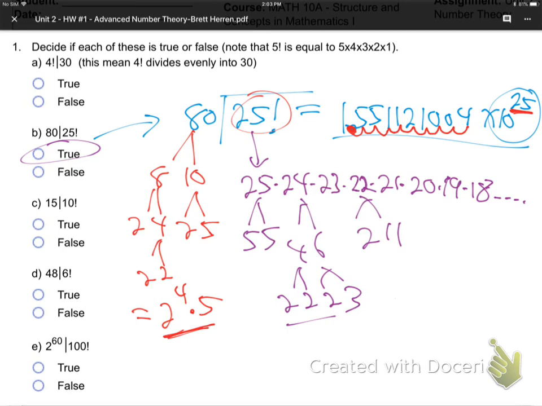Want to try C? Does 15 go into 10 factorial? Let's try question C. Does 15 go into 10 factorial? So, right, the 10 factorial, 10 is 10 times 9 times 8 times 7, etc. All the way down to 1. See if 15 goes in there.